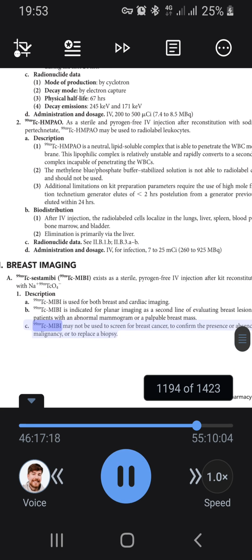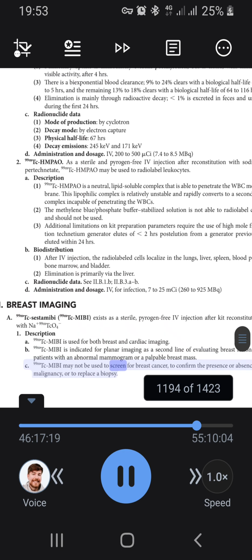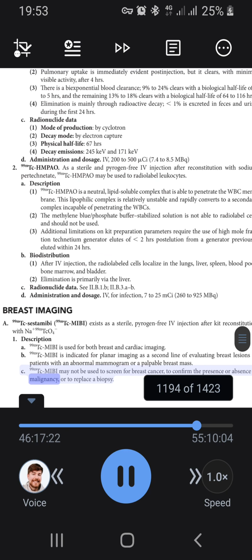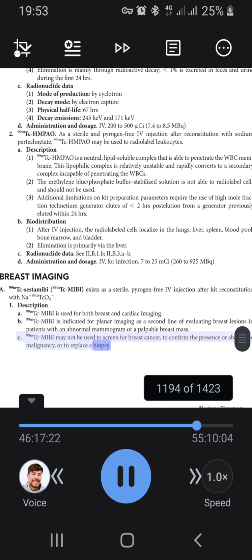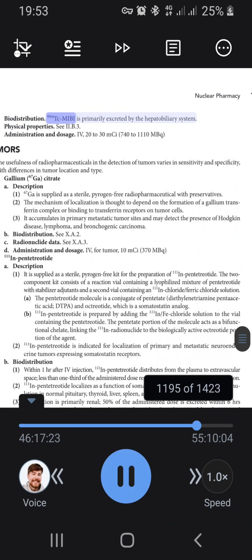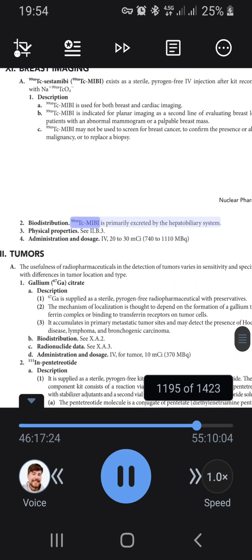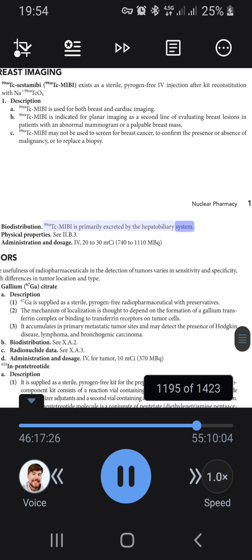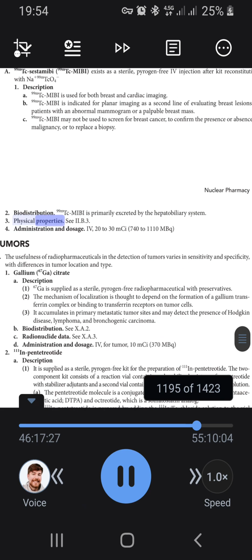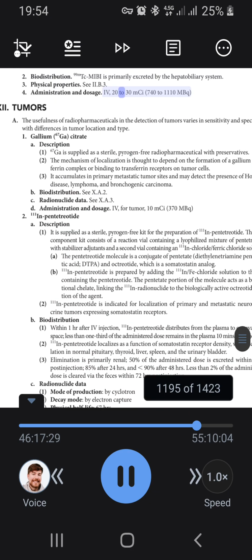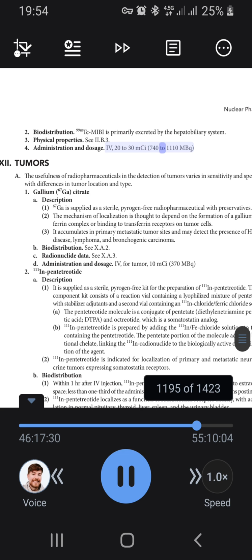C. 99mTc-MIBI may not be used to screen for breast cancer, to confirm the presence or absence of malignancy, or to replace a biopsy. 2. Biodistribution. 99mTc-MIBI is primarily excreted by the hepatobiliary system. 3. Physical properties. 4. Administration and dosage. IV 20 to 30 mCi, 740 to 1,110 MBq.